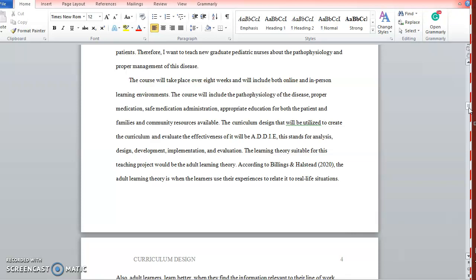I also really want to focus on community resources because diabetes is a lot. There's a lot that goes into it. It's a lot of money. It's everything. So finding these resources for these families is going to be really helpful.